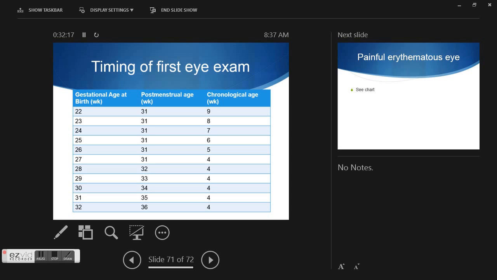And then I'm going to end with a chart that I found on painful erythematous eye. So just bear with me one second.